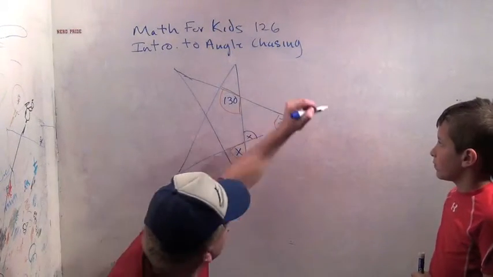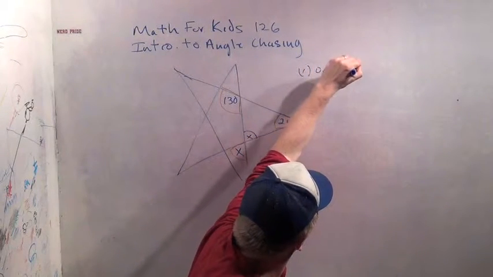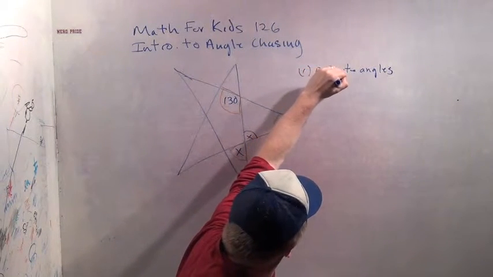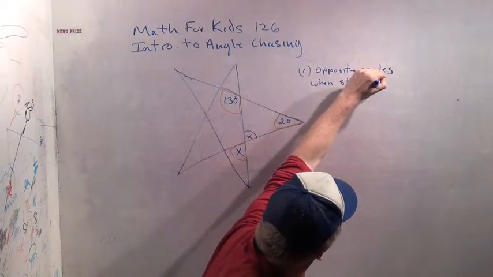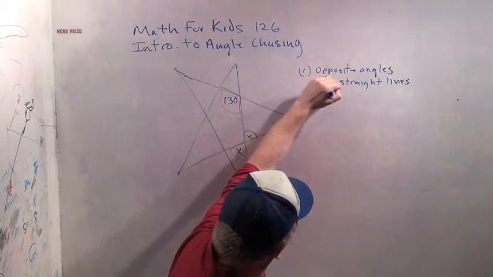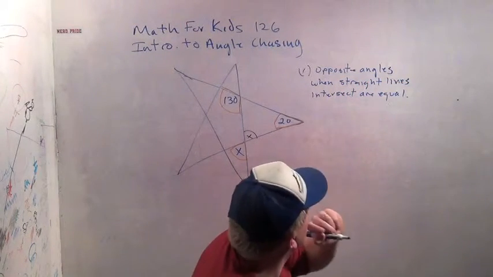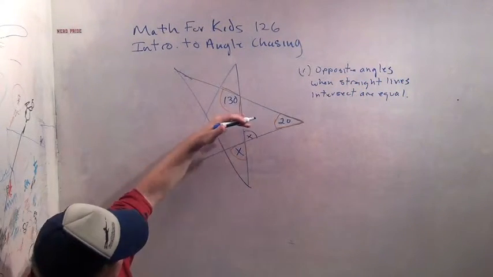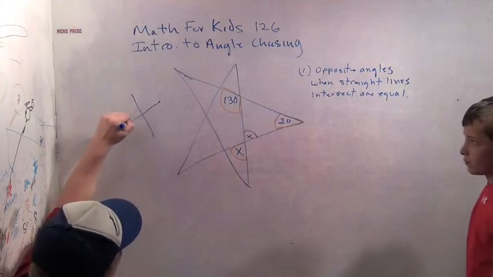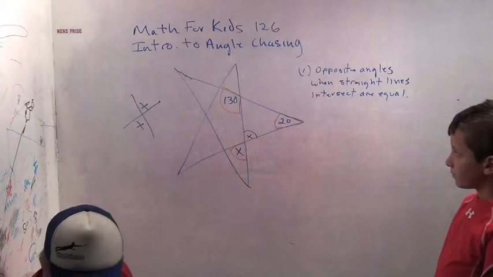So let's write that rule. Opposite angles when straight lines intersect are the same. Is the word lines on camera? Okay, so there's rule number one. When you have two straight lines intersecting like we have right here, and we have one angle x, this angle is x. Okay, so that's really good.